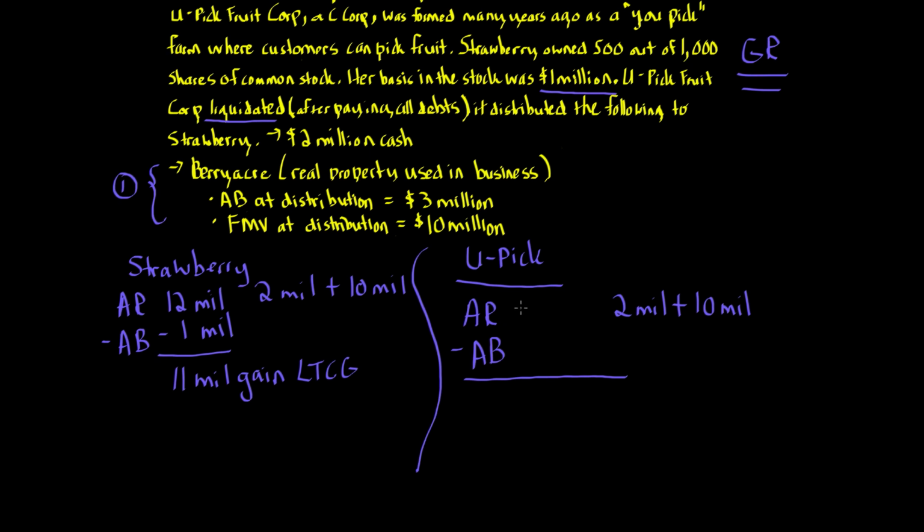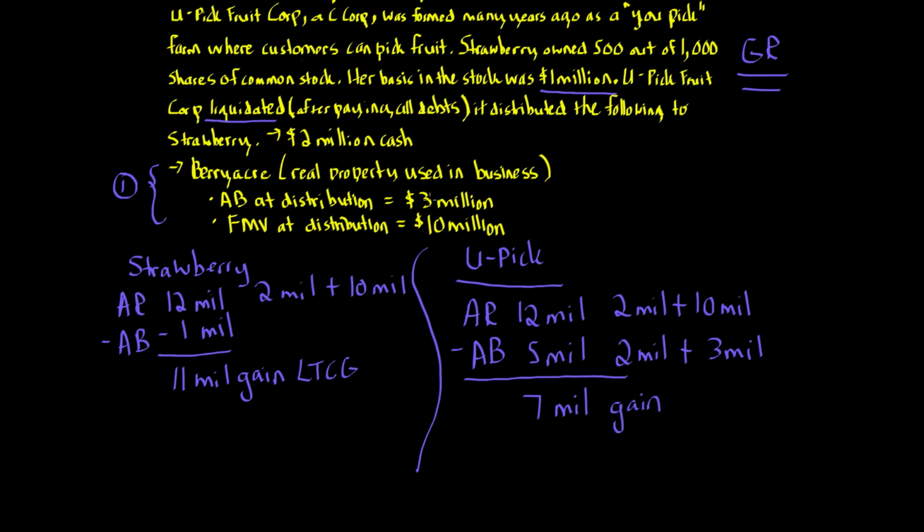So $2 million is the cash plus the fair market value of Berryacre. That equals $12 million, minus the adjusted basis of those pieces of property. With cash, it's the same $2 million, plus the $3 million basis in Berryacre. So that's $5 million. We subtract those away, and that's going to be a $7 million gain. That's going to be recognized.